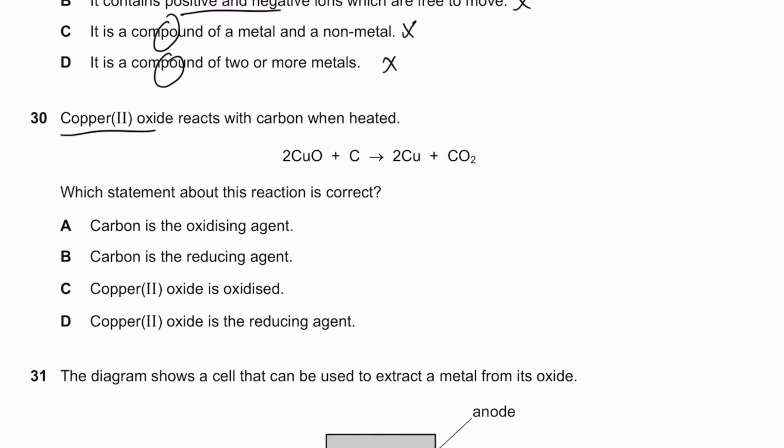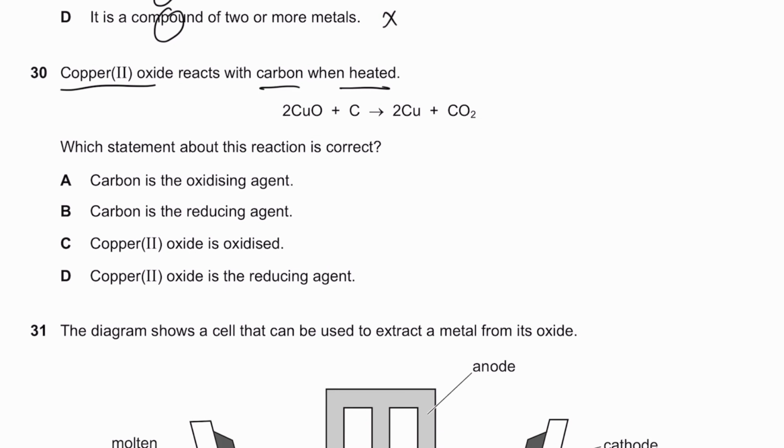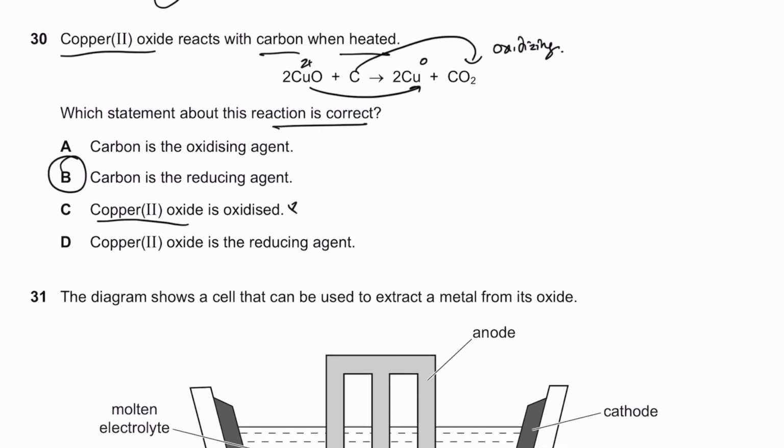Copper(II) oxide reacts with carbon when heated. Okay, which statement about this reaction is correct? As you can see, copper is going from +2 to 0. So copper(II) oxide is not a reducing agent. Copper(II) oxide is oxidized. Nope, it is being reduced, and carbon is oxidizing itself because it's gaining oxygen. Carbon is gaining oxygen. So yes, carbon is a reducing agent.